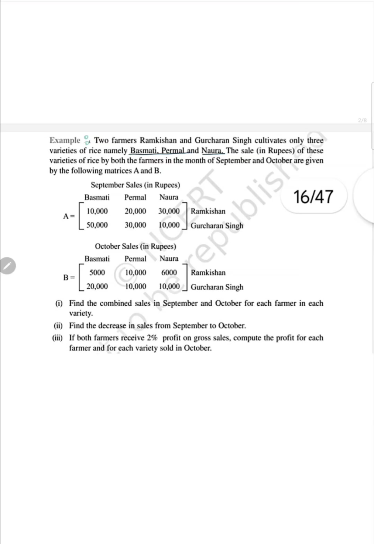So they have 2 farmers, Ramakrishna and Gurcharan Singh. They sell different varieties of rice, Basmati, Parmal and Naura, in 2 different months. First they are selling rice in September and then in October. They are given in terms of 2 matrices A and B. The rows correspond to the people Ramakrishna and Singh and the columns correspond to the rice varieties.